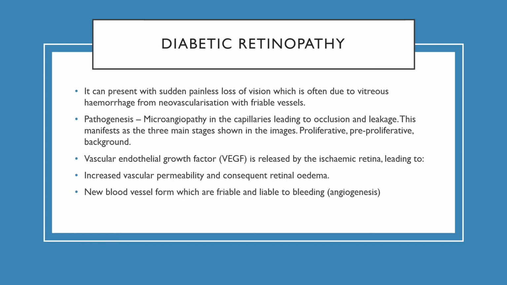The reason for diabetic retinopathy occurring is we have VEGF, or vascular endothelial growth factor, released by ischemic retina. So when the ischemic retina releases this compound, it increases vascular permeability and more leakage, as well as causing further edema. This further edema and permeability leads to a further blood vessel recruitment and increase in production called angiogenesis, and these new blood vessels that are formed are much more friable and weak, and they're liable to bleeding.